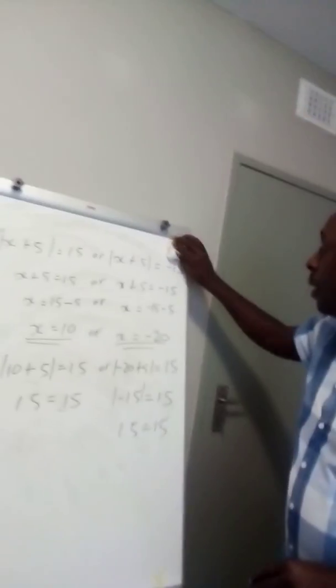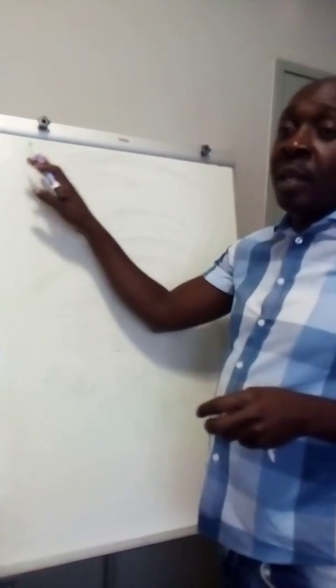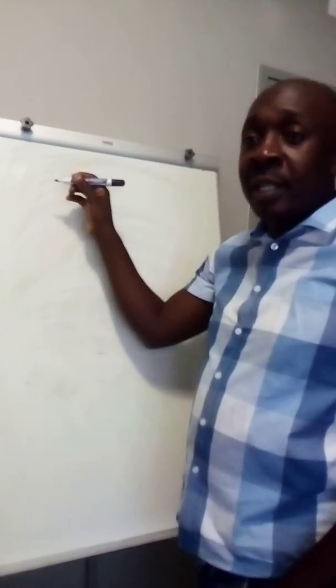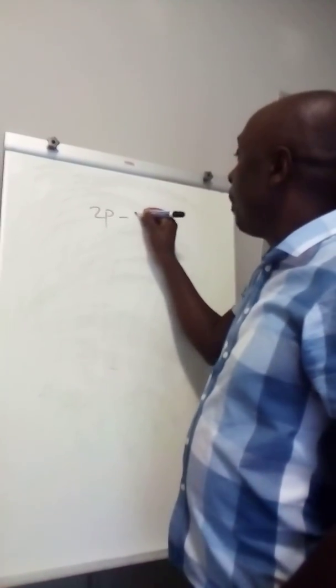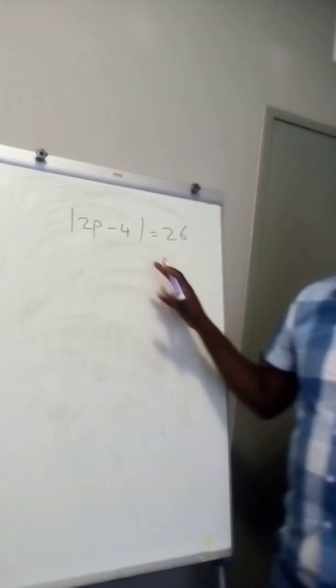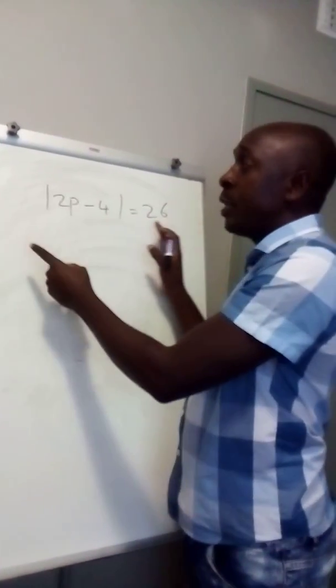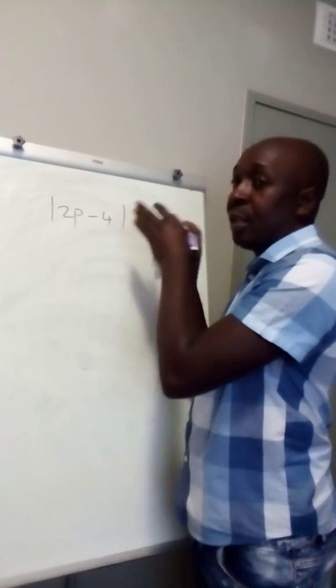So what I want you to do is try this. You try this and you post the answer on VC Lane on our discussion board. So you put the title, equations with absolute value, and you put your solution for this. What are we doing there? We are saying the absolute value of 2p minus 4 is equal to 26. So you take the title for the video, which is absolute value, and you put the solution for this.